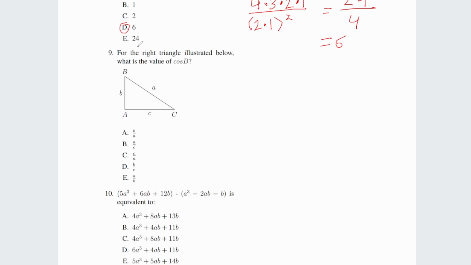For the right triangle illustrated below, what is the value of cosine B? So if you don't know trigonometry, you skip this one, obviously. It's just not going to be easy. But remember that we don't actually need to do any numbers here. There are no whole numbers expressed. There are no integers at all. So we can just use these variables. And if we remember our SOHCAHTOA, if you have taken pre-calculus or trigonometry, you will know your SOHCAHTOA.